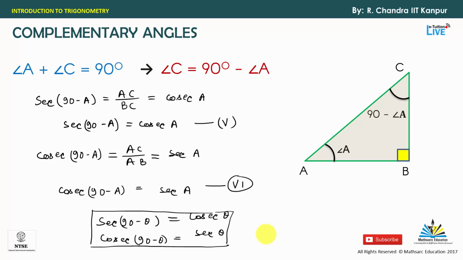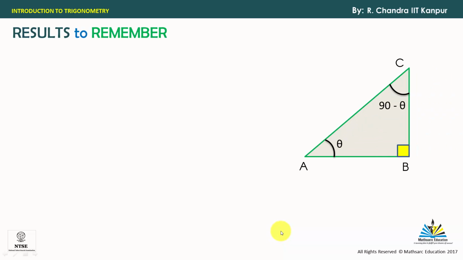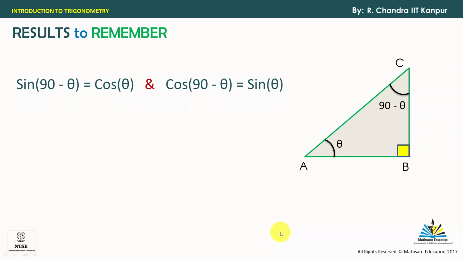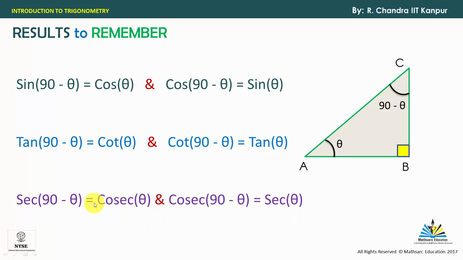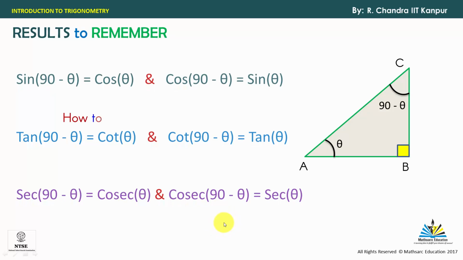So let's summarize these 6 trigonometric ratios for complementary angles. These are the results that we need to remember. Sin 90 minus theta equal to cos theta, and cos 90 minus theta equal to sin theta. Similarly, tan 90 minus theta equal to cot theta, and cot 90 minus theta is equal to tan theta. And sec 90 minus theta equal to cosec theta, and cosec 90 minus theta equal to sec theta. So these are the 6 trigonometric ratios for complementary angles.